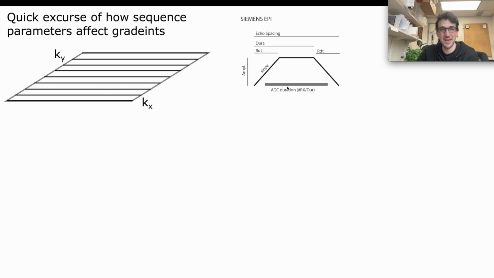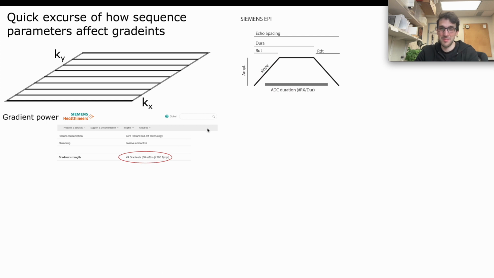But independently of that, you also have this ADC duration, basically how long your ADCs are open, how long you're sampling signal. And even though there are these 7 parameters here, there's actually only one easy parameter in the Siemens environment that you can control.